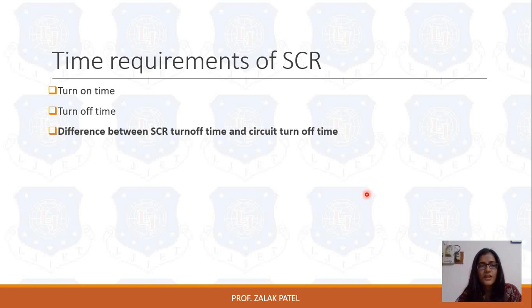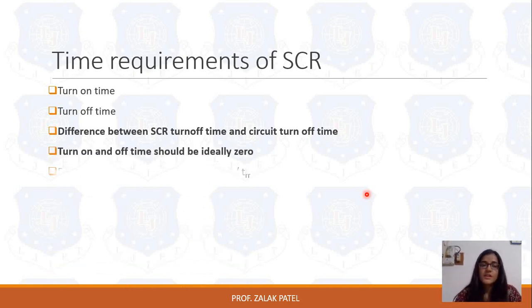Now what is the difference between the SCR turn off time and the circuit turn off time? The SCR turn off time is the time to completely turn off the SCR device, because a small gate current is always passed through the SCR. The circuit turn off time is the time when the SCR is operated at reverse bias. So this is the basic difference between SCR turn off time and circuit turn off time.